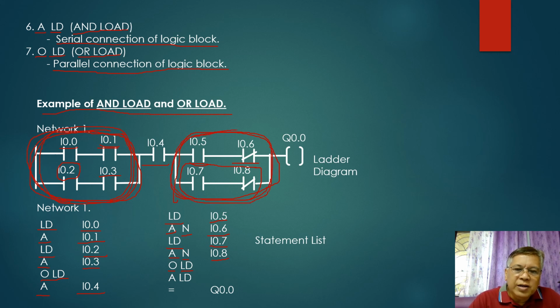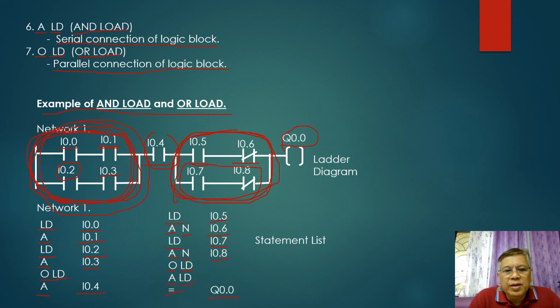Then, this block here and this I 0.4 are connected in series. So our next command is, since it is connected in series, AND load. Okay? So that will be our command. And then, finally, you have your output Q here. So we have equal sign, then Q 0.0. So that is how to make use of your statement list method of programming.